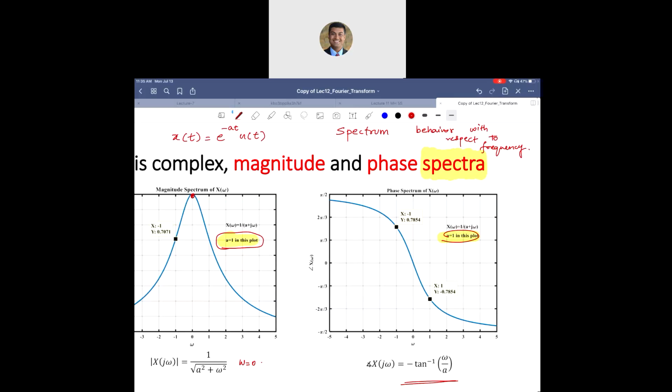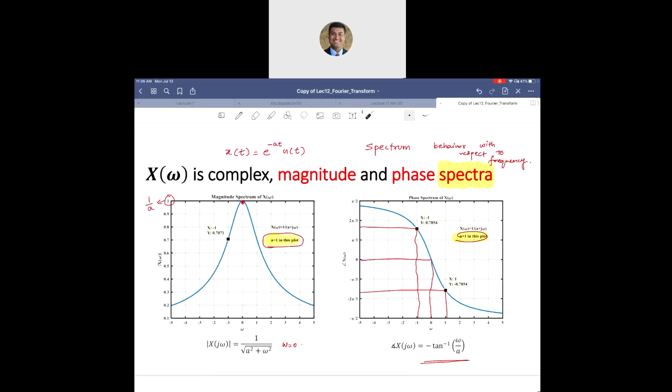So when omega is 0, I got 0. And when omega is 1, I got negative pi over 4. When omega is negative 1, I got plus pi over 4 and so on, because I picked a as 1. So the y-axis over here is phase of x of omega in radians. X-axis again is frequency omega.